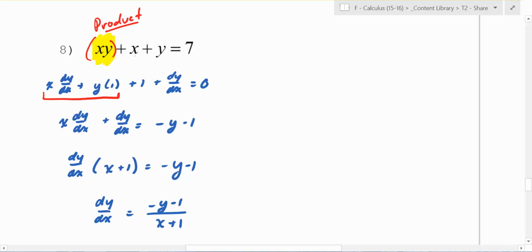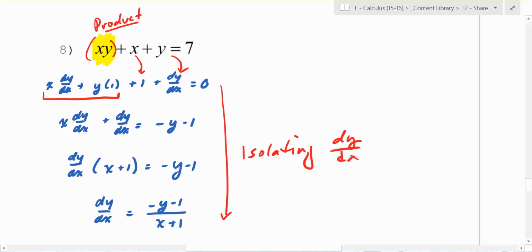What's the derivative of x? 1. And the derivative of y is just dy dx. So then once you do the derivative, all of these steps right here are what? You're just, begins with an S, isolating what? Yeah, dy dx, which is the same thing as y prime. That's all it is.